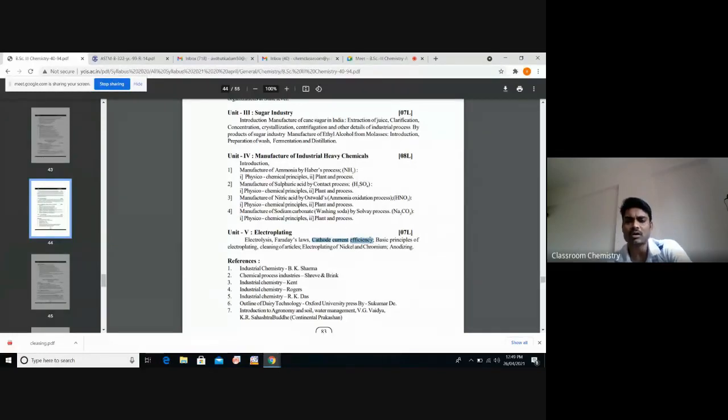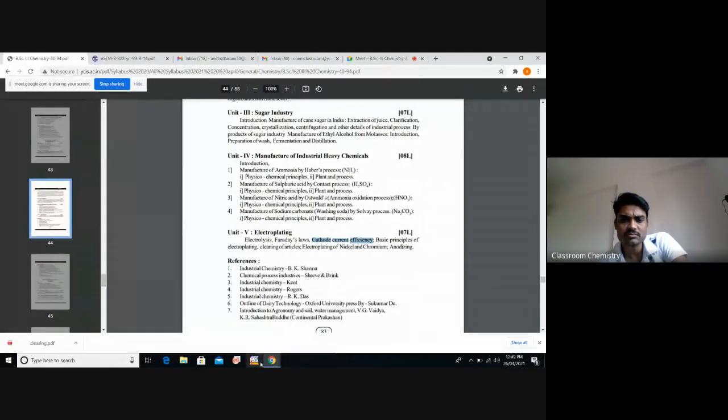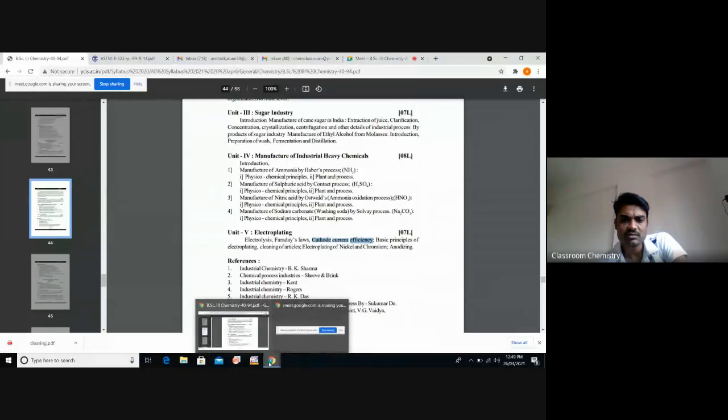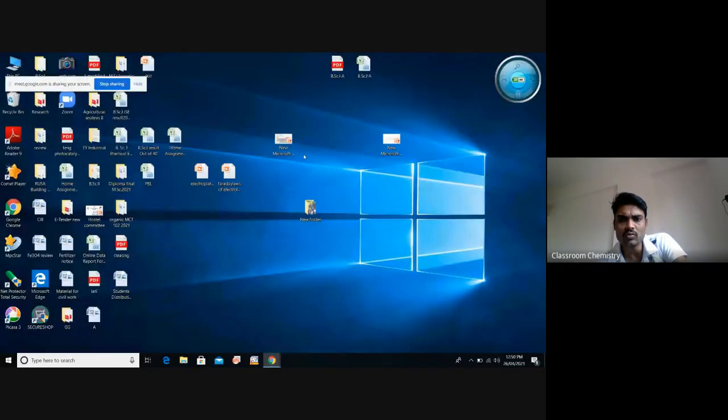What is meant by cathode current efficiency? How do we calculate this current efficiency? What are the benefits of cathode current efficiency? And if there is higher or lower cathode current efficiency, then what will happen? What do we do? Before starting this, I give one example for you to solve.